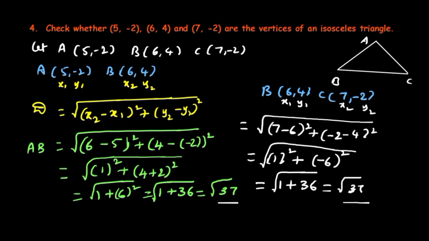So let us check what about AC. A is (5, -2) and C is (7, -2). What about these two distances we will discuss, okay? So A is the point (5, -2) and C is (7, -2).